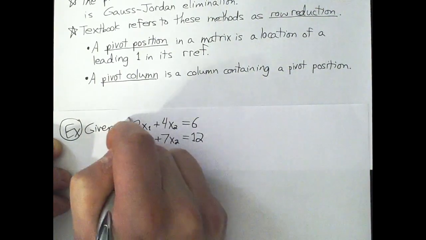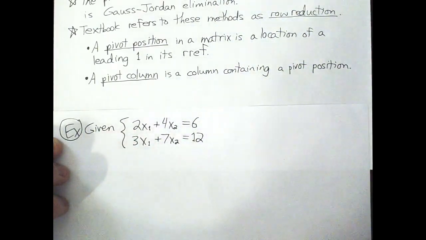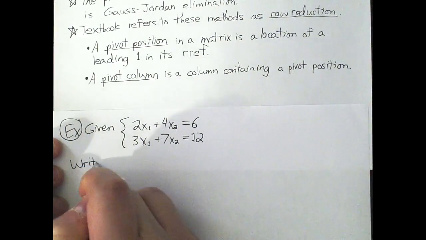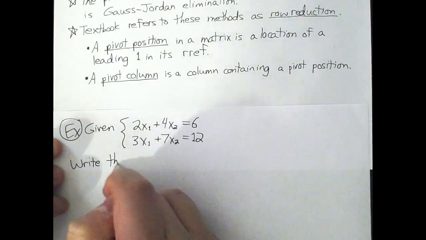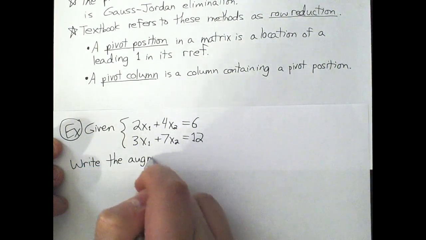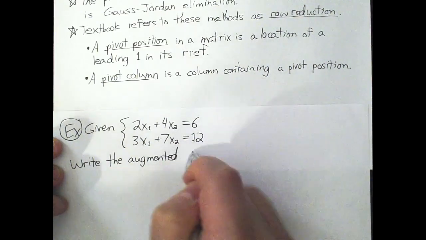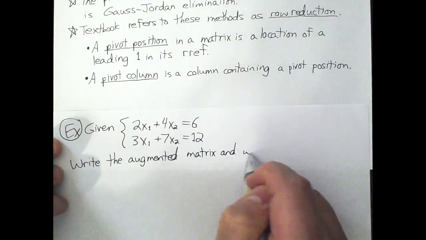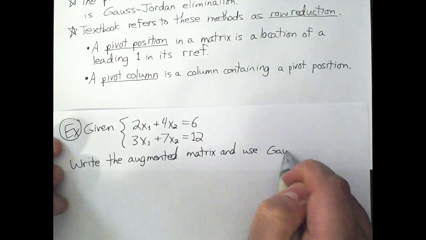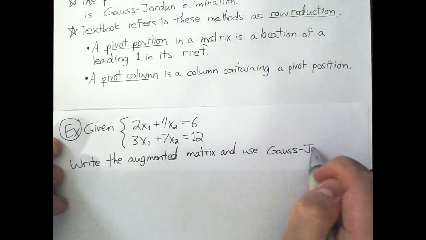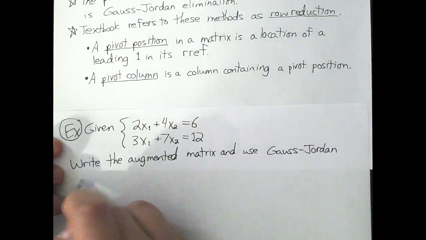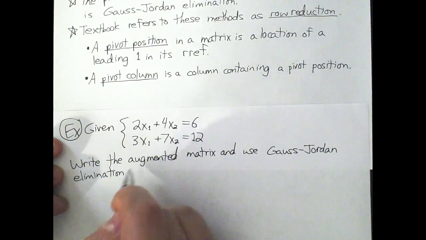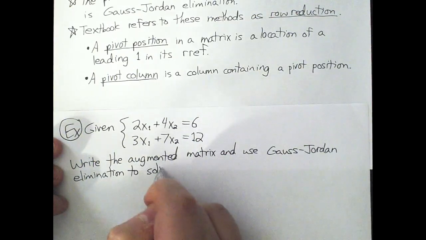I'm going to put the brackets to the left of it. So it's given as equations. And I'm going to ask you to try this. I'm going to ask you to write the augmented matrix and use Gauss-Jordan elimination to solve the system.